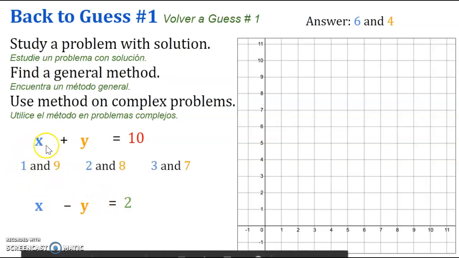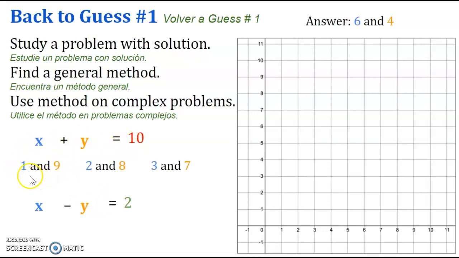Now let's think about the possibilities. So x plus y is equal to 10. That means if x was 1, what does y have to be? It's 9, because 1 plus 9 is 10. If x was 2, what does y have to be? 2 plus a number is 10, so it has to be 8. If x was 3, what number does y have to be? It's going to be 7.